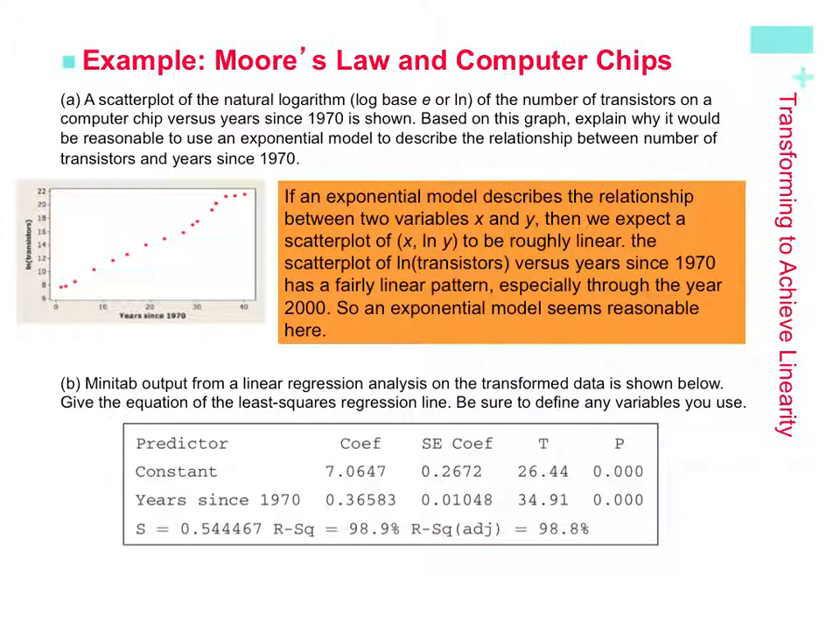If an exponential model describes the relationship between the two variables x and y, then we expect the scatter plot of x versus the natural logarithm of y to be roughly linear. The scatter plot of the natural log of transistors versus the years since 1970 does have a fairly linear pattern, especially through the year 2000, so an exponential model does seem reasonable here.